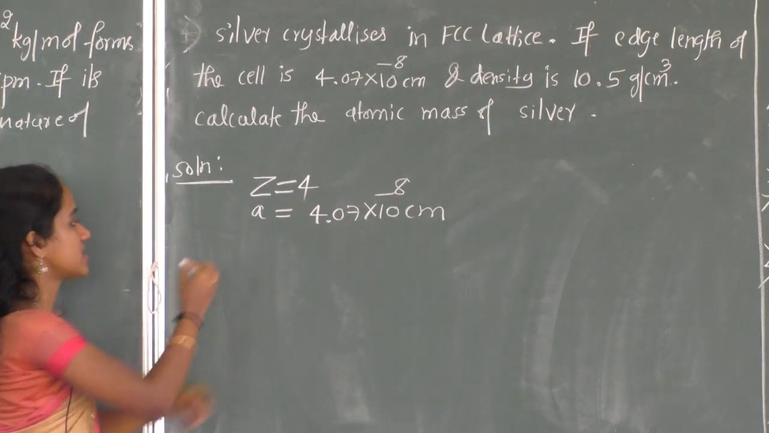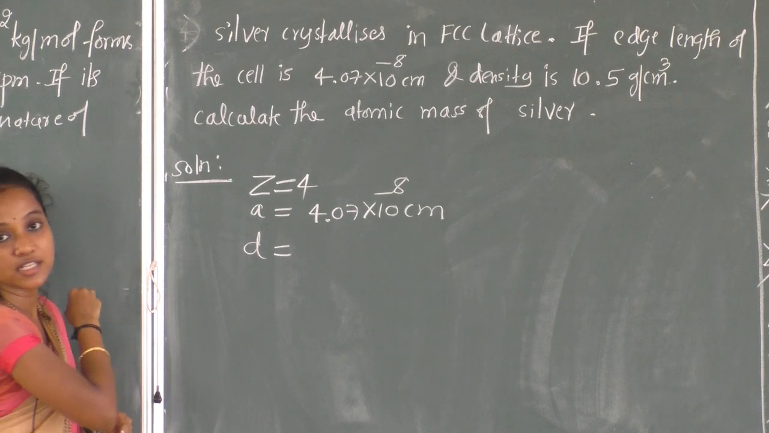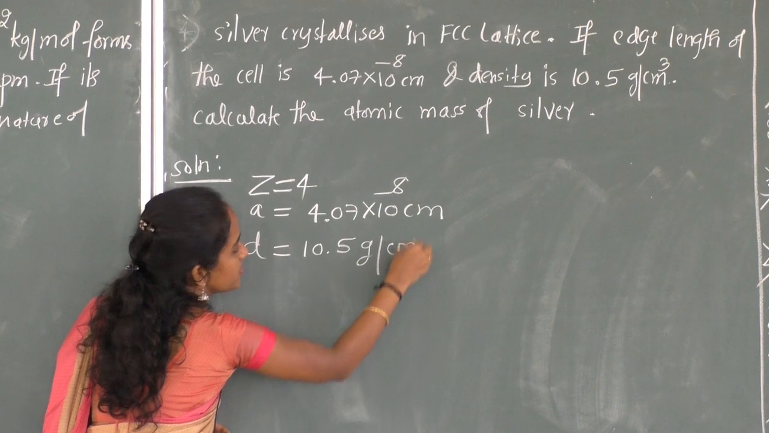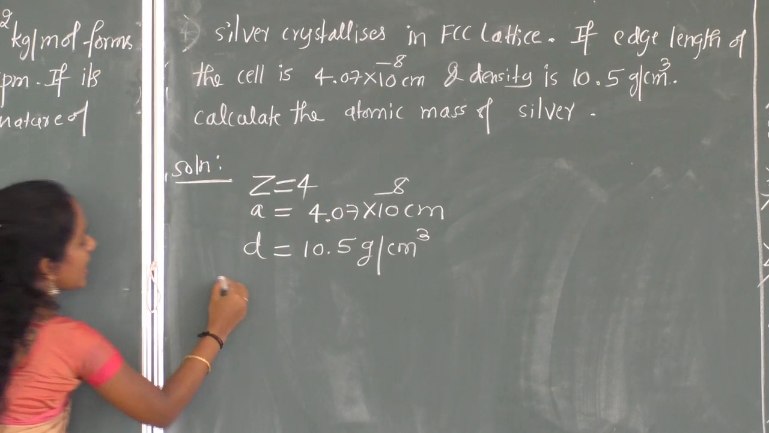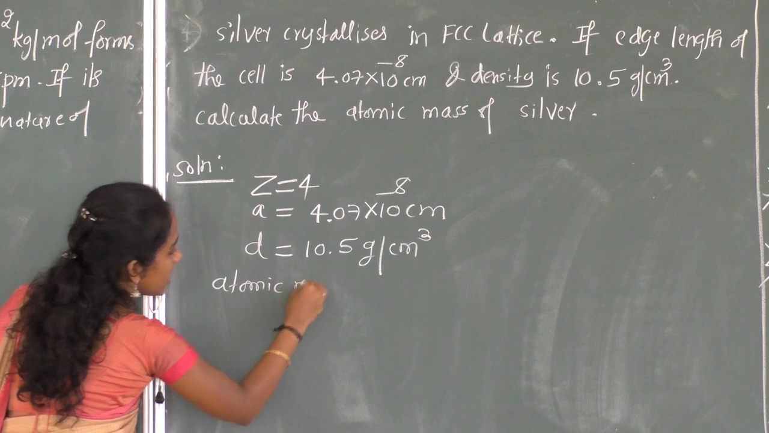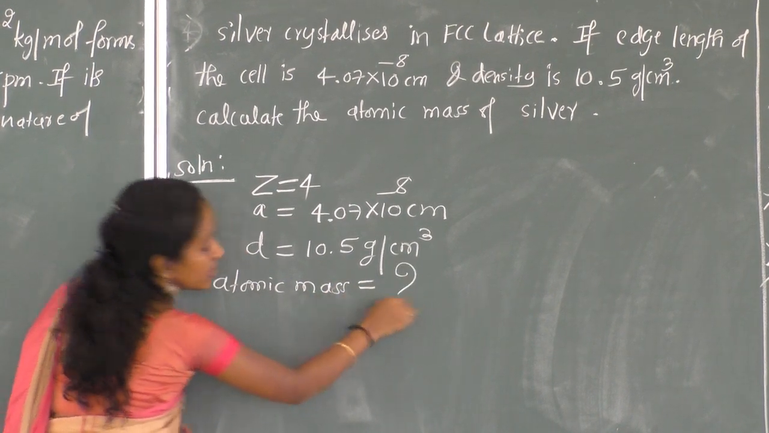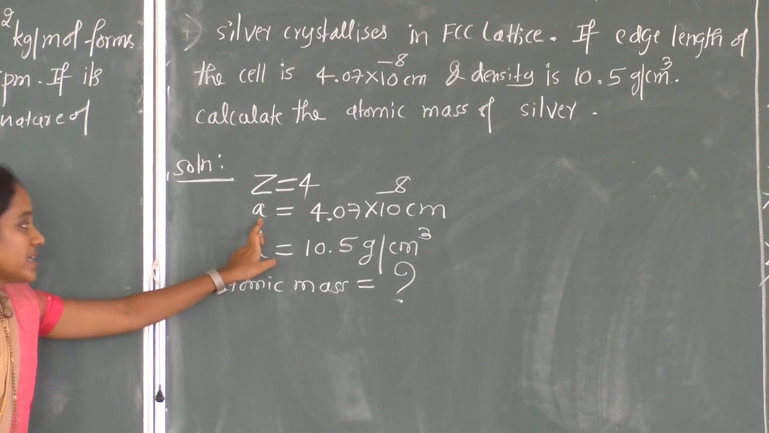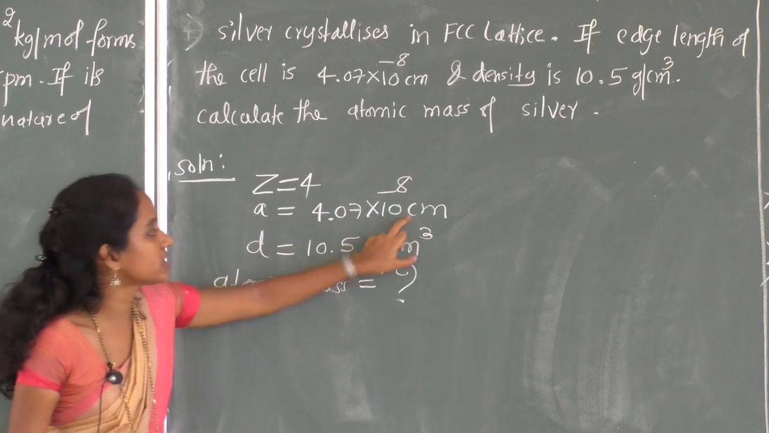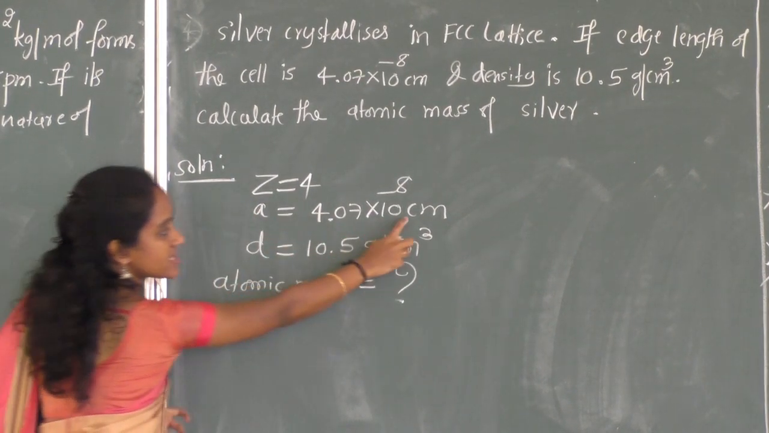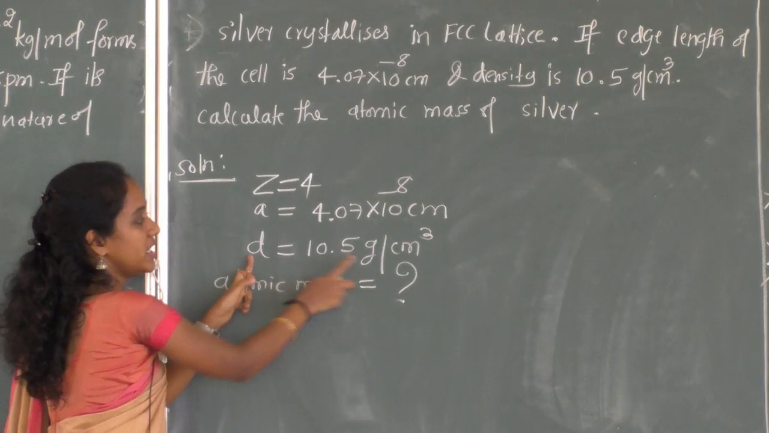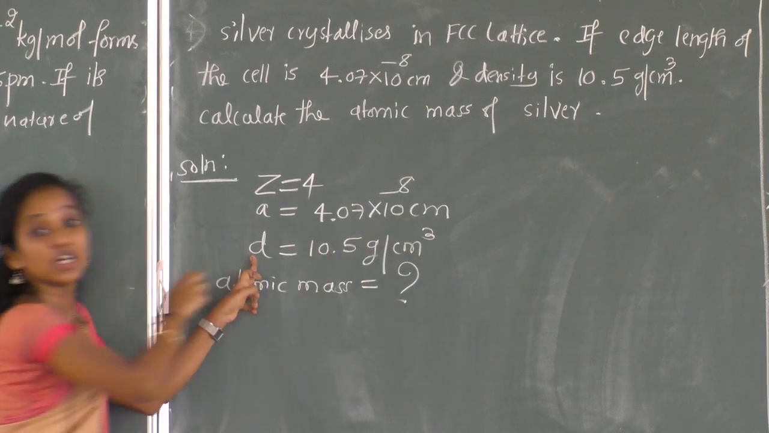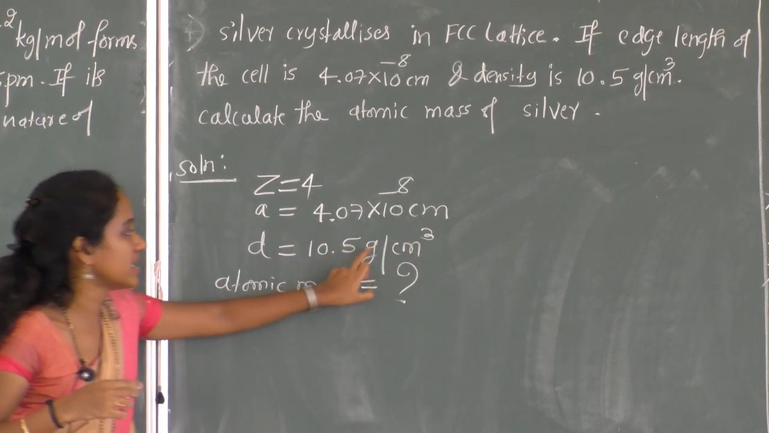And density is also given here, that is D is equal to 10.5 gram per cm cube. Calculate the atomic mass of silver. You need to calculate the atomic mass. So the value of Z is there, and even the edge length and density are also given. Look at the units here. The edge length is in centimeters. What about the density? It is also in grams and centimeter cube. So no need to do the unit conversion here. It is in centimeter and it is in grams.